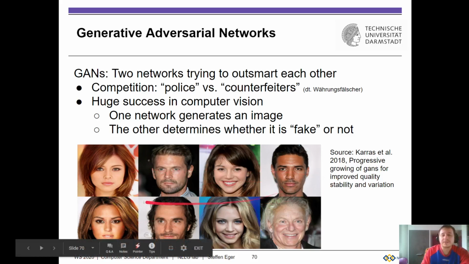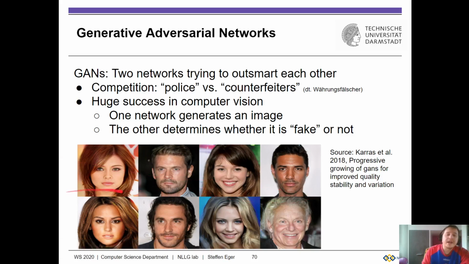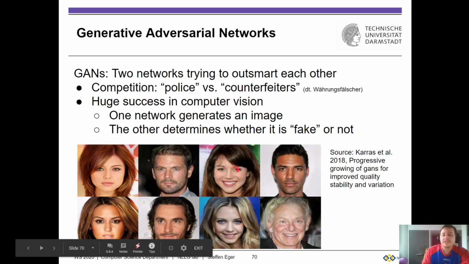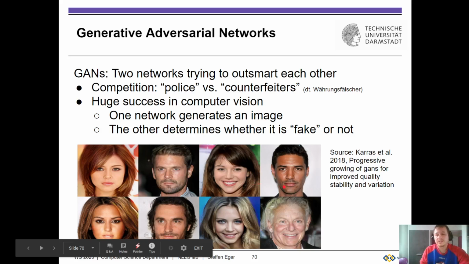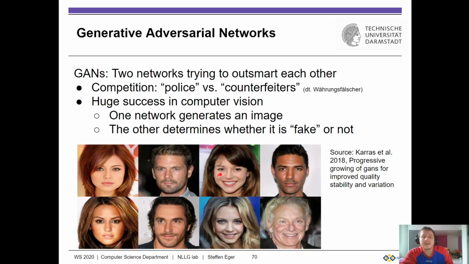So this is a famous example where you have celebrities, and the network has been trained on real celebrities and then generates fake celebrities. So these people here actually do not exist. They are generated by our neural network. So the first network tries to make fake data, and the second network, the police, tries to decide whether it's fake or not, whether it comes from the real data or whether the network has just hallucinated it. And then they iteratively try to improve each other.